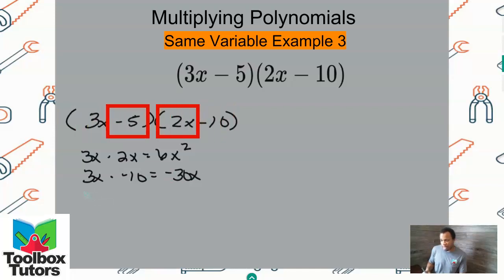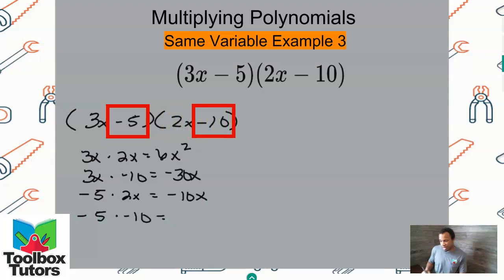Now we'll multiply negative 5 times the first term in the second parentheses, which is 2x. That gives us negative 10x. And negative 5 times negative 10 gives us 50. So now from here, what we want to do is identify any like terms we have and simplify it as much as we can. So 6x squared has no like terms, so I'll go ahead and bring this down here.